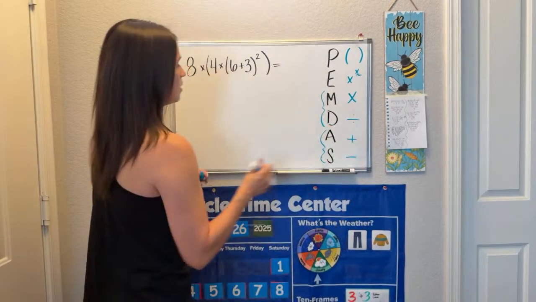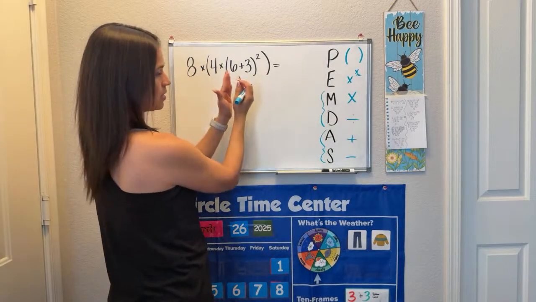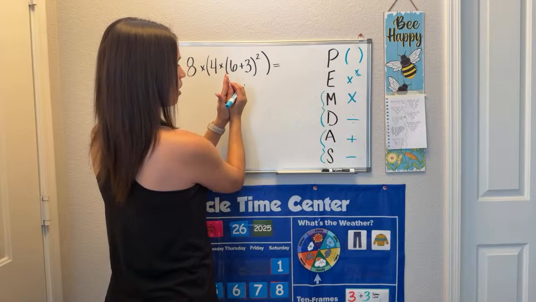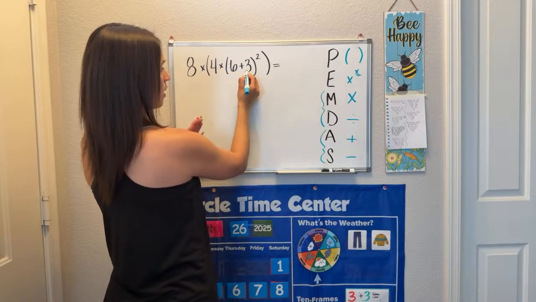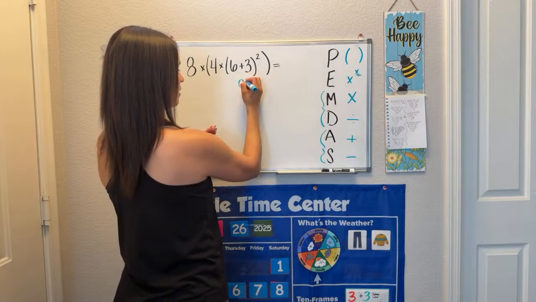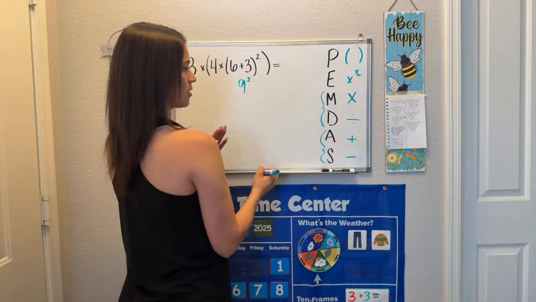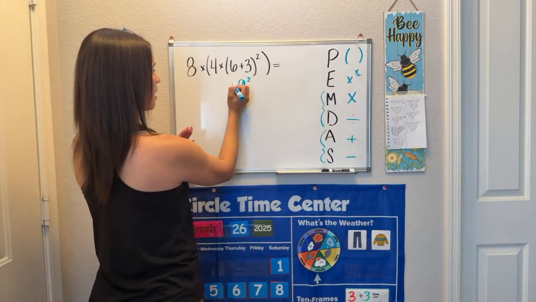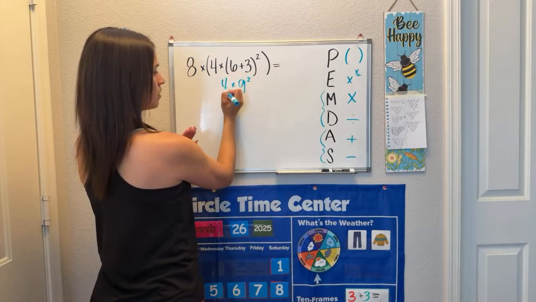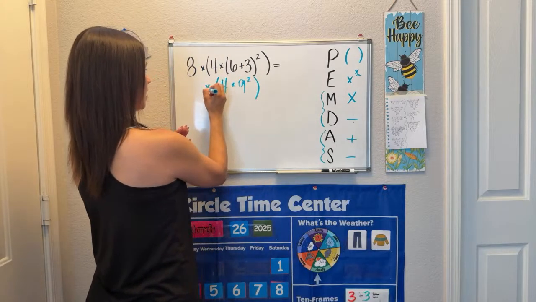Let's solve. So again, we are going to start with parentheses, double parentheses. We're going to start with the inner parentheses. So we are going to do 6 plus 3, which will give us 9. And then we still keep our little 2, so our squared, okay? And then we still have our times 4, and we still have our parentheses, and we still have times 8.